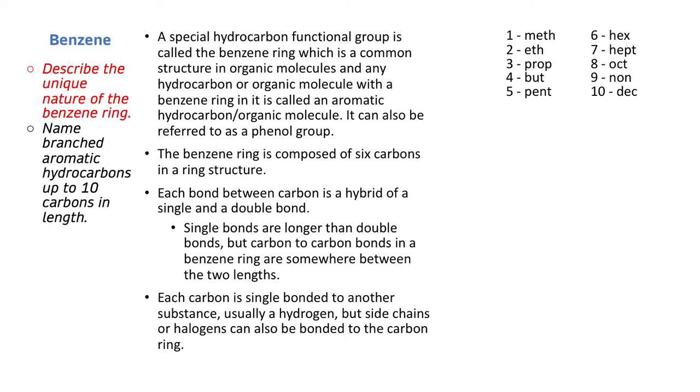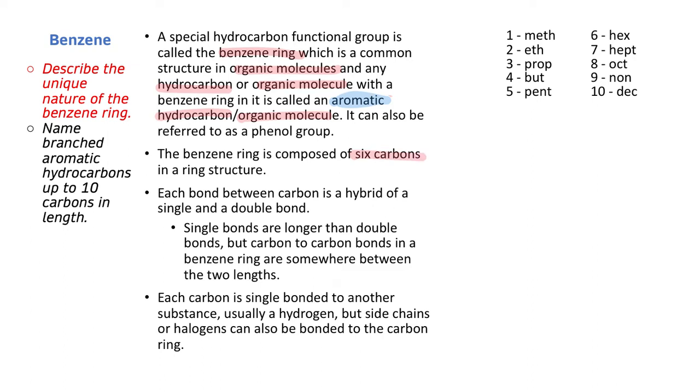A special hydrocarbon functional group called a benzene ring is a common structure in many organic molecules, okay, and any hydrocarbon or organic molecule with a benzene ring is called an aromatic hydrocarbon or organic molecule. This word aromatic just means that it's got a benzene ring in it. It can also be referred to as a phenol group.